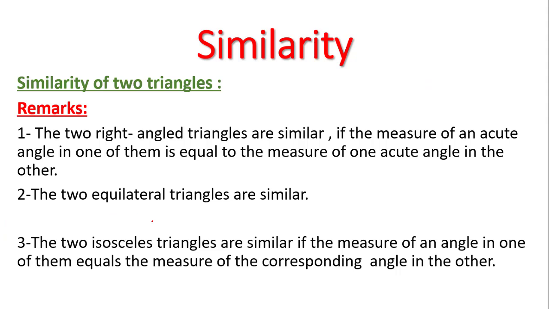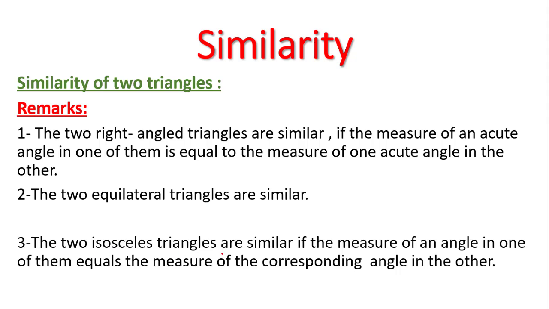Number two, two equilateral triangles are similar. All equilateral triangles are similar. Why? Because they have the same measure of angles: each interior angle in an equilateral triangle equals 60 degrees. So all equilateral triangles are similar.